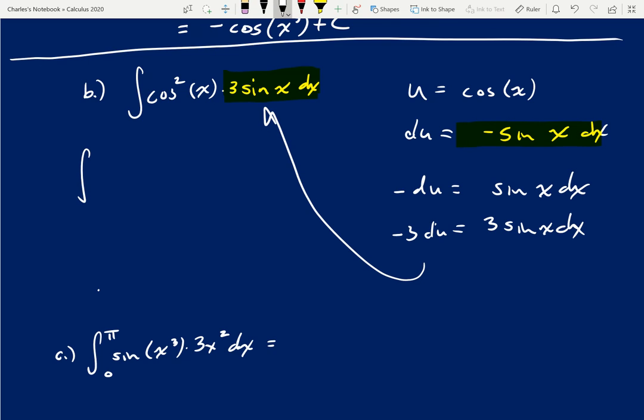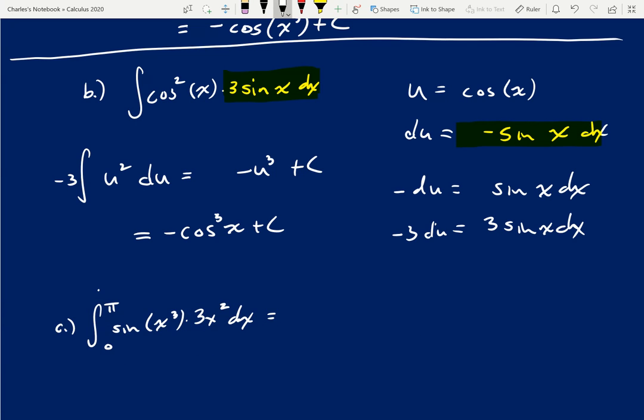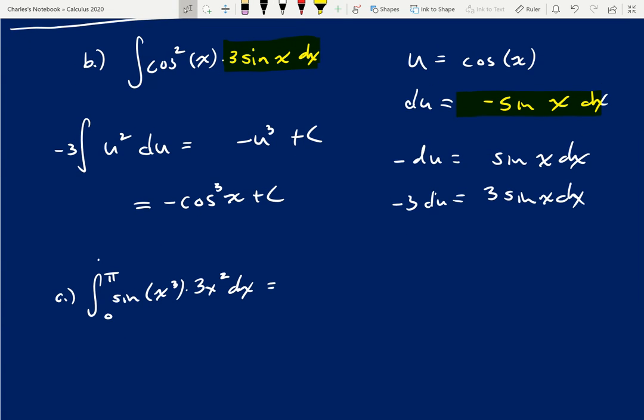And now it becomes the integral of u squared. I'm going to put the negative 3 outside because that's easier. So it's the integral of negative 3 u squared du. And this is going to be negative 3 u cubed over 3. The 3's cancel, so this becomes negative u cubed plus c. And we can't leave it in terms of u. So this is going to be negative cosine cubed of x plus c. And that's basically how you do it. And they'll get trickier and you'll need to practice.